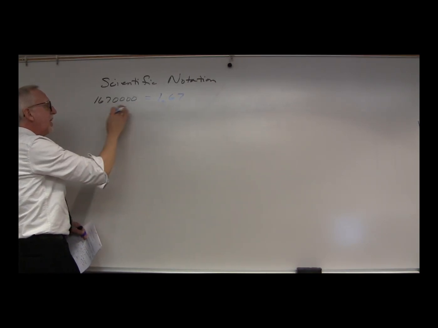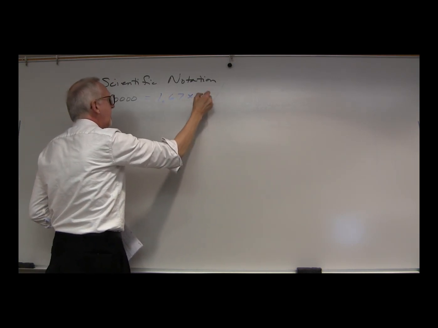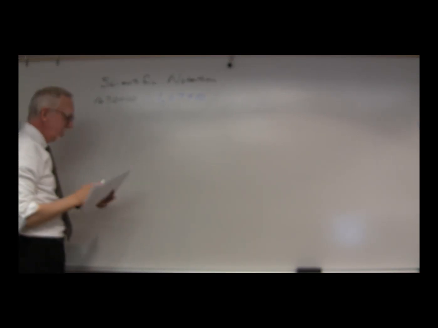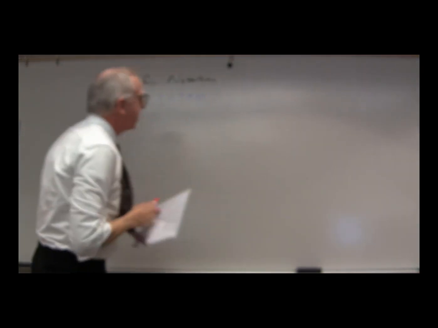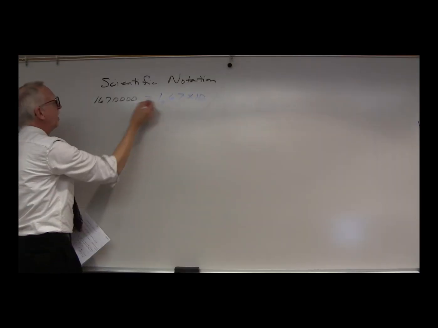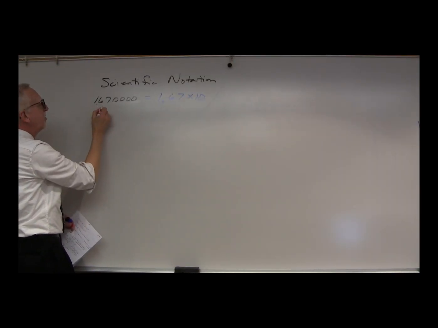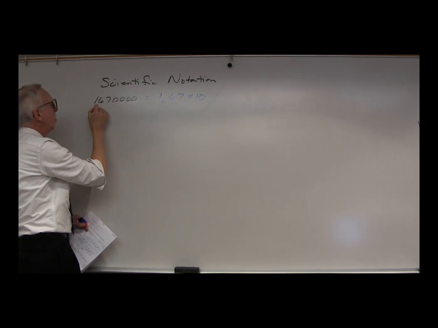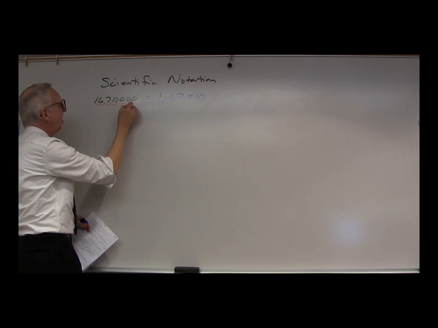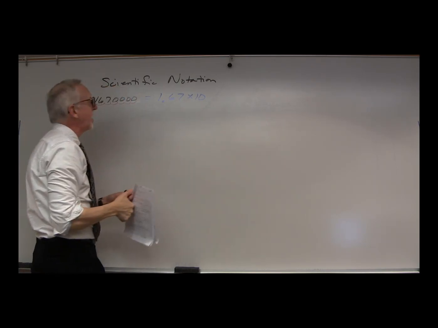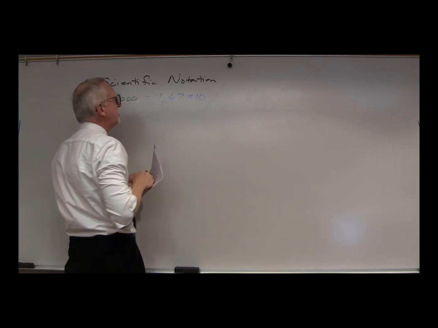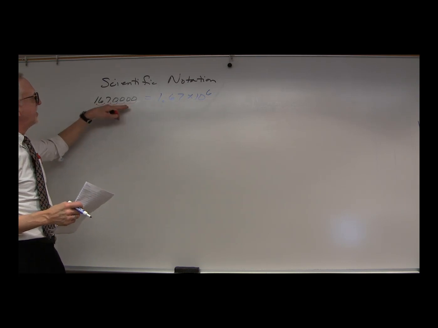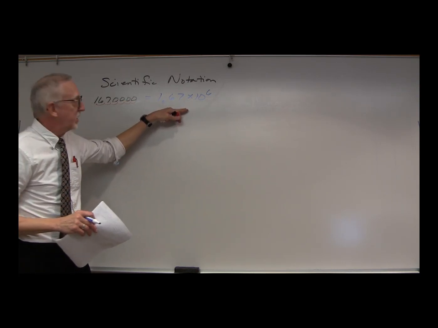So to make this as big as this, we multiply by a power of 10. Now, what power of 10 do we have to use? Well, we imagine the decimal starting here, 1.67. How far would we have to move it back to get it to the original position over here? We'd move it 1, 2, 3, 4, 5, 6 places. So we say 1.67 times 10 to the 6th, and this is this number, but written in scientific notation.